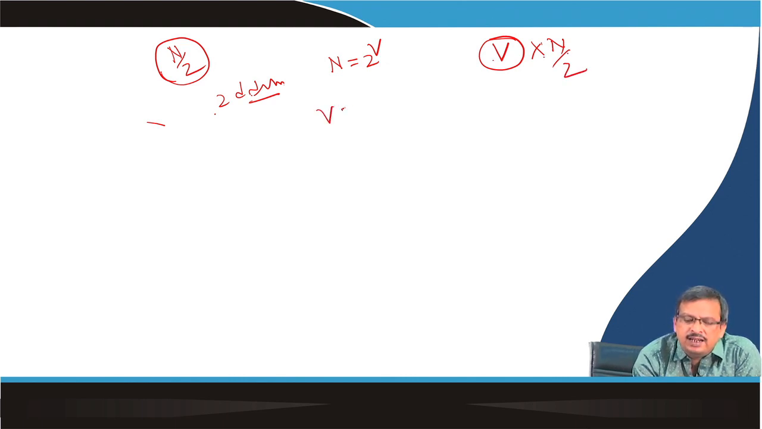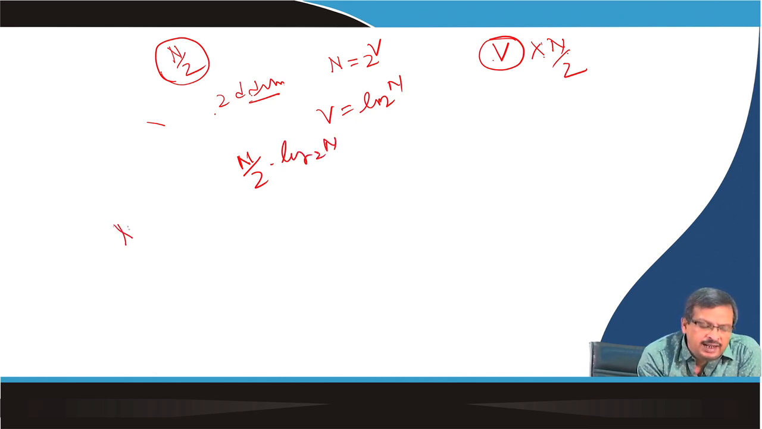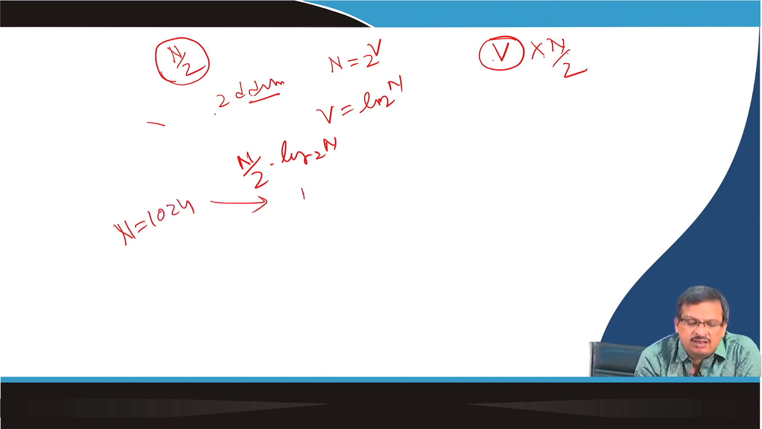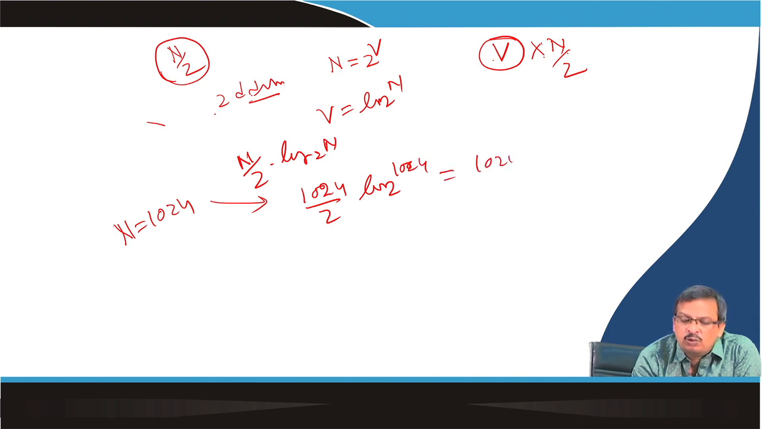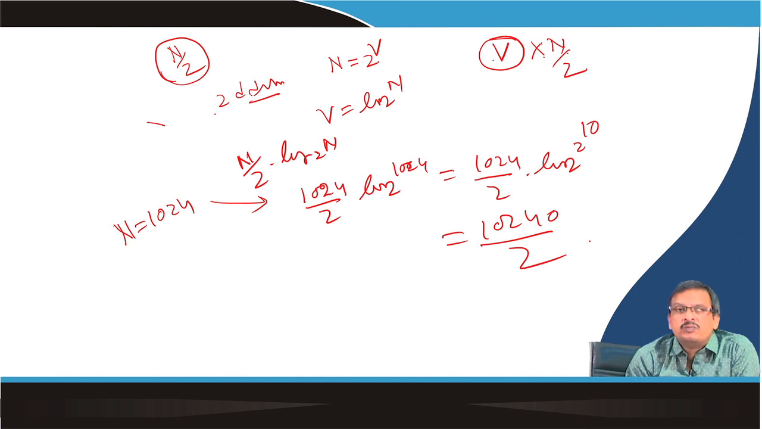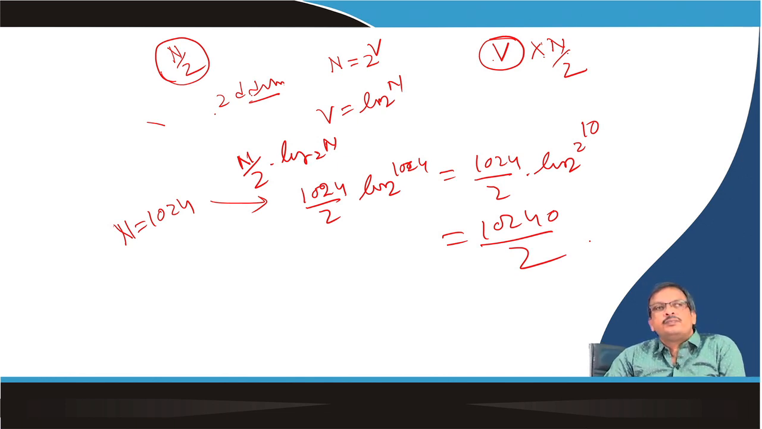What is v? v is nothing but log 2 N. So, I can say computational complexity is N by 2 into log 2 N. If N is equal to 1024, then the total number of multiplications is 1024 divided by 2 times log 2 of 1024, which is 1024 divided by 2 into log 2 of 2 to the power 10, which is 10240 divided by 2. So, the number of multiplications is reduced.